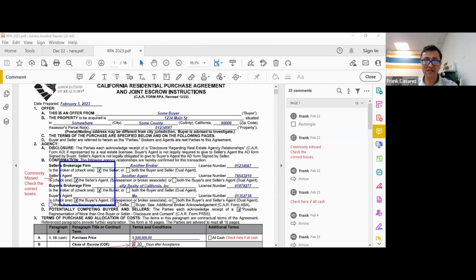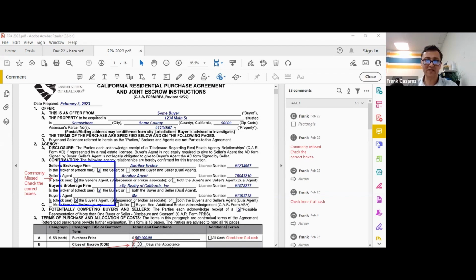So I'm still seeing that streets are not correct, not necessarily the name of the street, but is it a street? Is it a drive? Is it a lane? I see that agents are not putting in the county. You got to remember to put in the city and the county and the zip code and of course the APN.